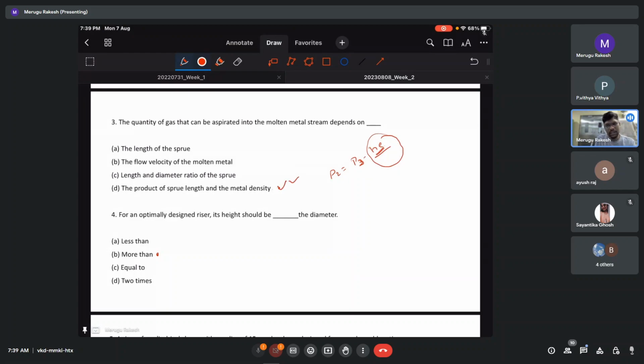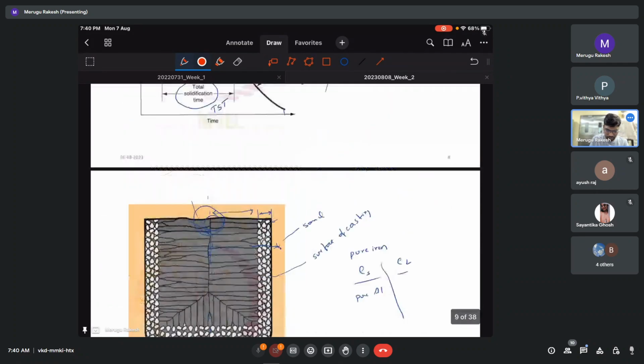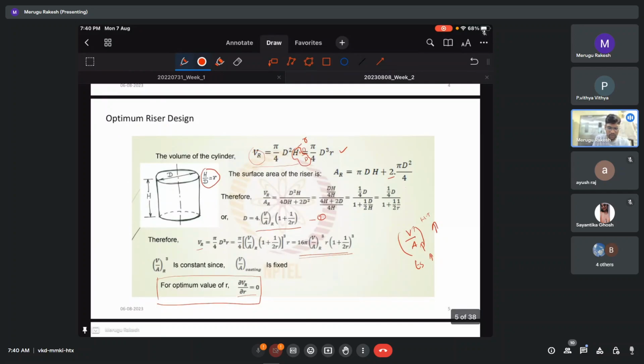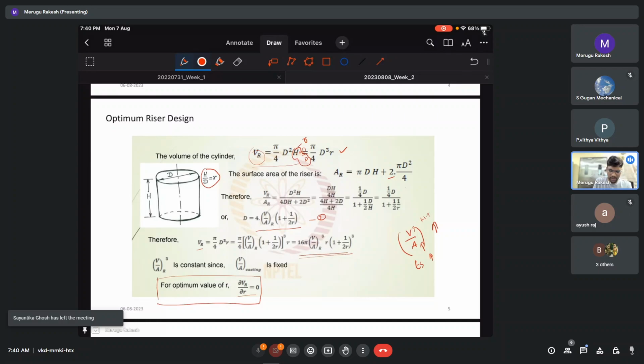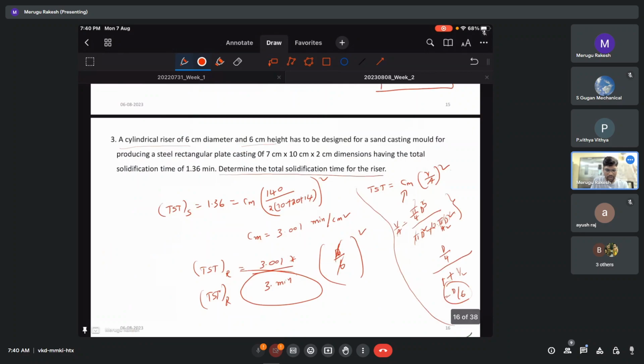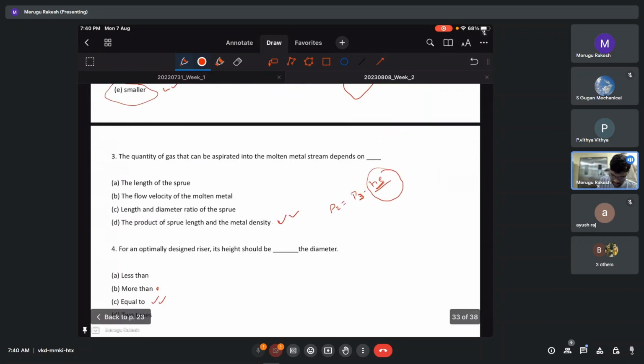Then for the fourth question, similarly, I have derived for optimum riser design, if you remember. I'll just quickly show you. Yeah, this is optimum riser design for a cylindrical sample. We took the V by A ratios and tried to minimize. So we ended up with D is equal to H. The diameter to H ratio is 1 for optimum riser design. That is what they're asking you. It is equal to 1. Option C is the correct answer. Diameter is equal to H for optimum riser. Clear?